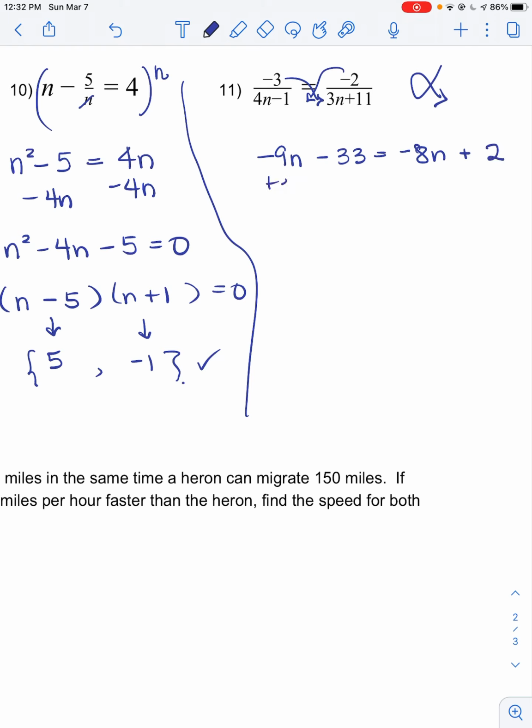I'm going to move this 9n to this side, and I just get an n. I move the 2 to this side, and I get a -35. And again, that answer should be checked, but it does check, so that answer is n equals -35.